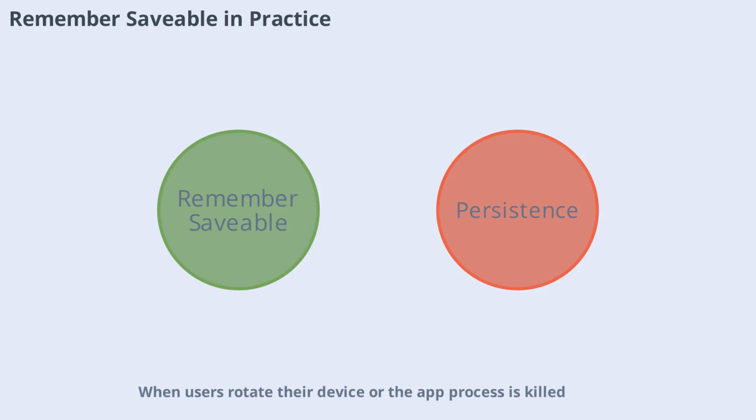When users rotate their device or the app process is killed, rememberSaveable ensures their input isn't lost. For example, a name field can use rememberSaveable to persist its value. This leads to a smoother user experience and fewer frustrated users.